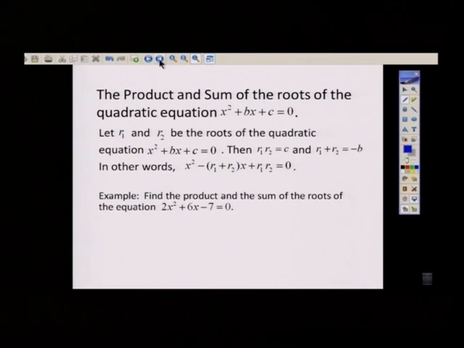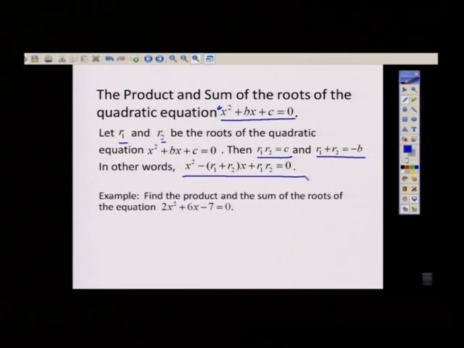The product and the sum of the roots of the quadratic equation, x squared plus bx plus c. Notice this only works if your coefficient of the x squared is 1. So we might have to divide that out first. But if it's x squared plus bx plus c equals 0, and r sub 1 and r sub 2 are the roots of the quadratic equation, then their product always turns out to be the c value, and their sum is the opposite of the b term. So in other words, that same equation that we just got on the last problem.